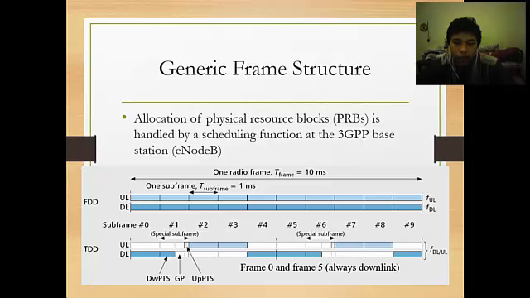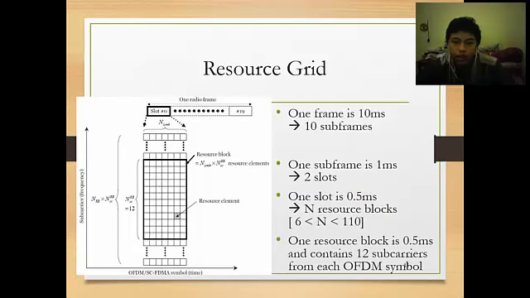This is a frame structure from frame 0 and frame 5. This is the uplink. Resource grid: one frame is 10 milliseconds, or 10 subframes. One subframe is 1 millisecond and has 2 slots. One slot is 0.5 millisecond in a resource block. One resource block is 0.5 millisecond and contains 12 subcarriers for each OFDM symbol. This is the OFDM or SC-FDMA symbol type.